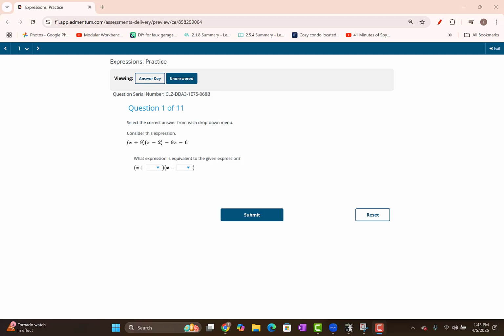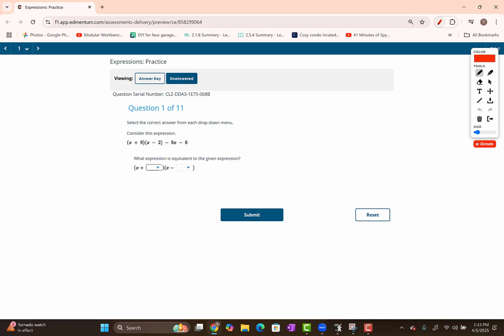Question 1, select the correct answer from the drop-down menu. Consider the following expression. What expression is equivalent to the given expression?